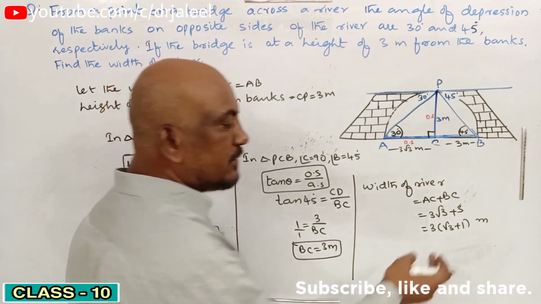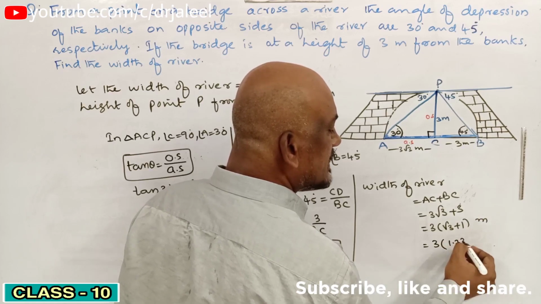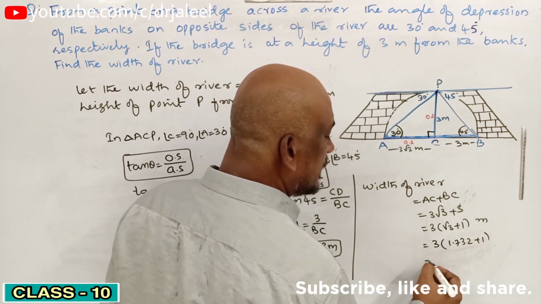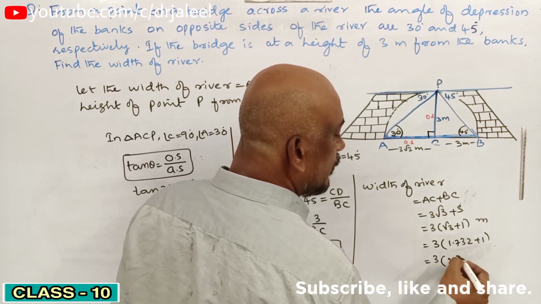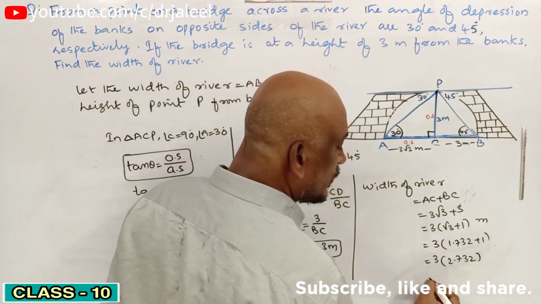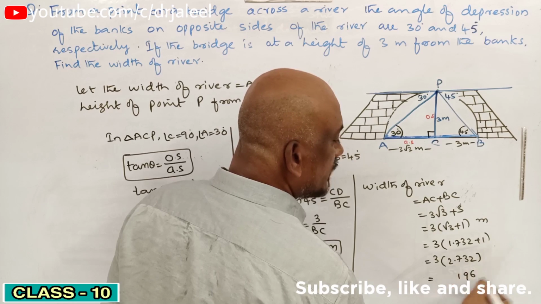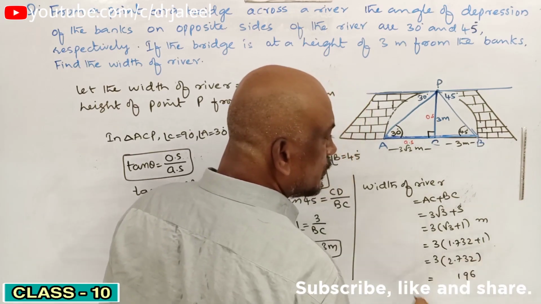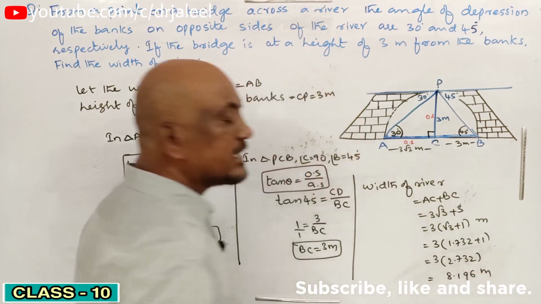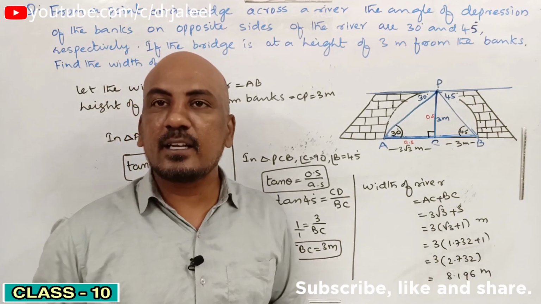Children, here you can also substitute the value of root 3. When you substitute root 3 as 1.732 plus 1, you will get 2.732. When you multiply by 3: 3 twos are 6, 3 threes are 9, 3 sevens are 21, and 3 twos are 6. 6 plus 2 is 8. So it is 8.196 meters. What is it? The width of the river.